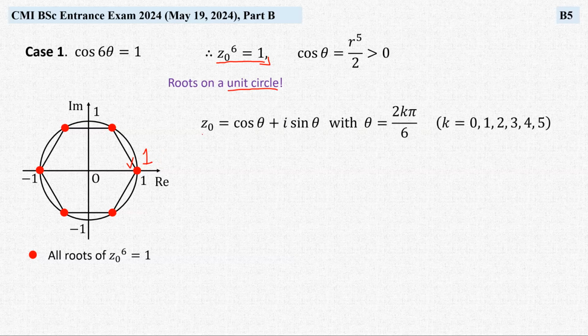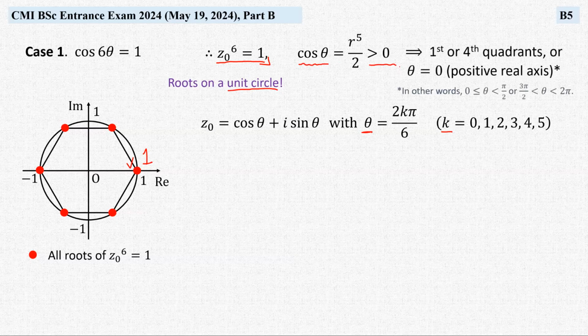Mathematically speaking, the roots are z0 equals cosine theta plus i sine theta, with argument theta being 2kπ over 6, where k can have values of 0, 1, 2, 3, 4, and 5. However, we also have an additional condition that cosine theta must be positive.